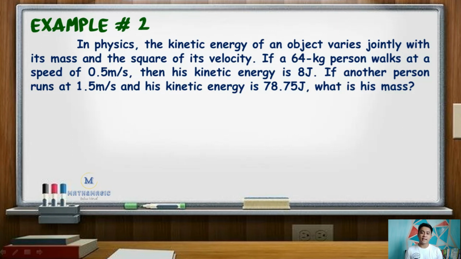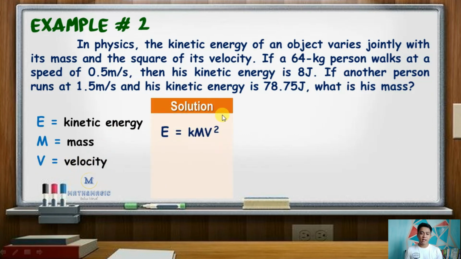For this example, we first construct the variation equation. Here we will denote kinetic energy as variable E, mass as variable M, and the velocity as variable V. When written as an equation, it is E equals kmv squared. Solving for the constant k, by algebraic manipulation, k will be equal to E, our dependent variable, over mv squared, or the two independent variables.